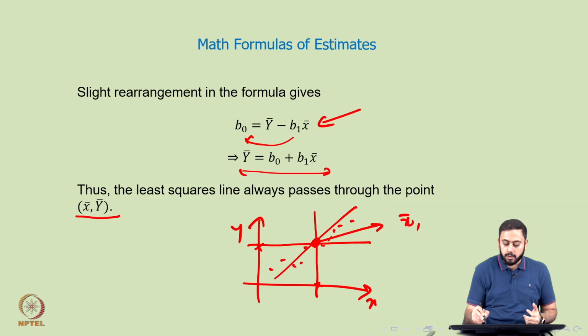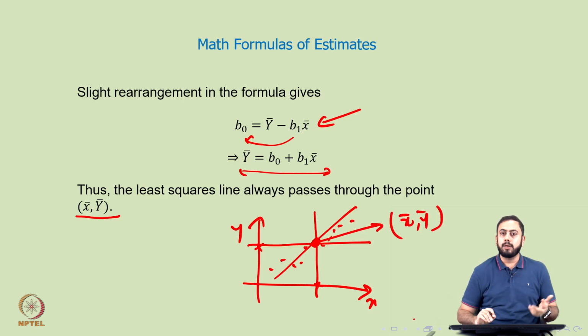So this point always falls on the regression line. This is a very interesting and very important point to keep in mind always, that the point x bar comma y bar always falls on the line of best fit, or the least squares regression line.